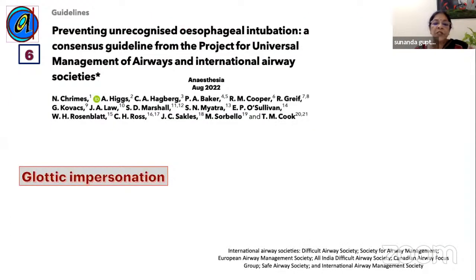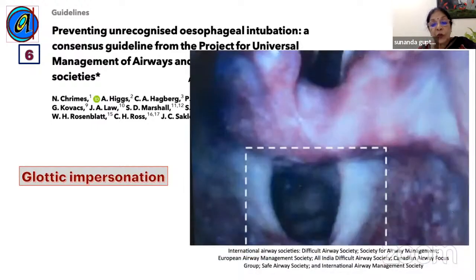The second guideline, which came this year in August 2022, is preventing unrecognized esophageal intubation. Remember, this is a consensus guideline from all the international airway societies, where S.N. Maitra from India is also there, Sheila is there. This causes glottic impersonation when you put in the laryngoscope too deep. And you see, this looks like the tracheal rings here.